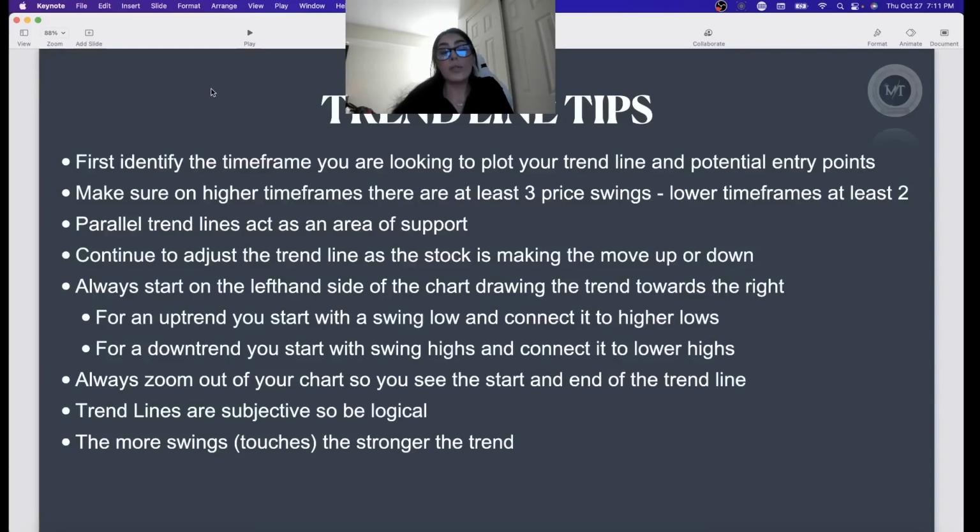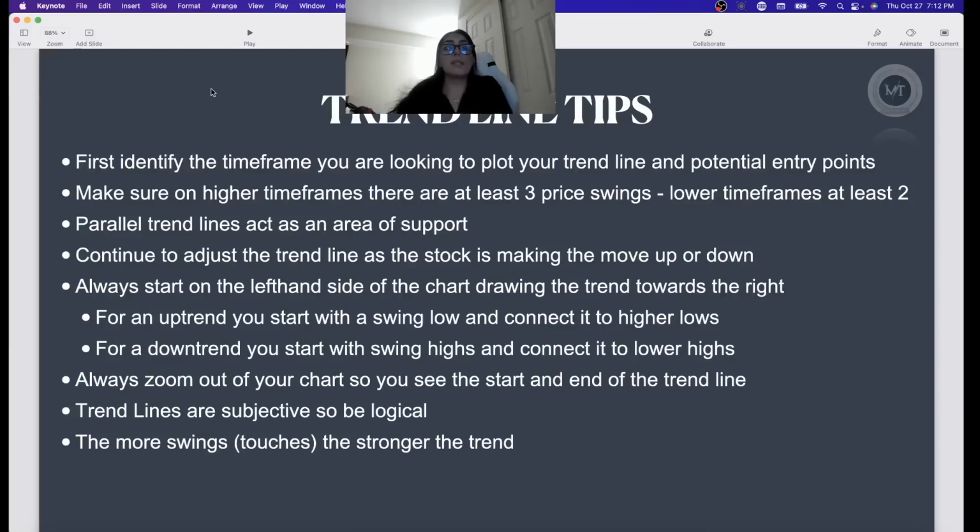What you want to do is you always want to start on the left-hand side of the chart. I always start on the left hand no matter what I'm doing, whether it's charting, trend line, zone, support, or resistance, supply and demand. I always start on the left-hand side of the chart. For an uptrend, you start with the swing low.